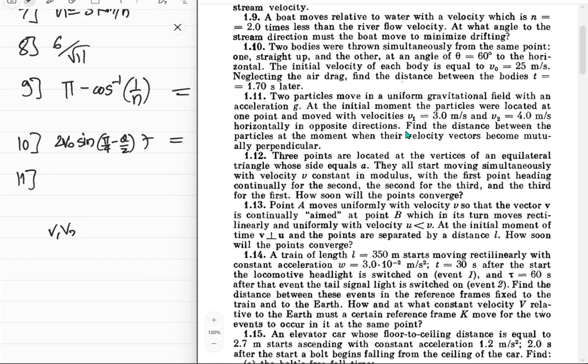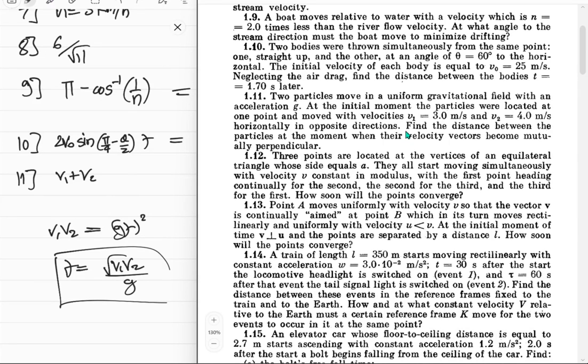So V1, V2 should be equal to GT squared. That would be the thing. And that just means T is equal to square root of V1, V2 upon G. That's when this happens. And then this times the relative velocity, which is just V1 plus V2. So our answer would just be V1 plus V2 times square root of V1, V2 upon G.